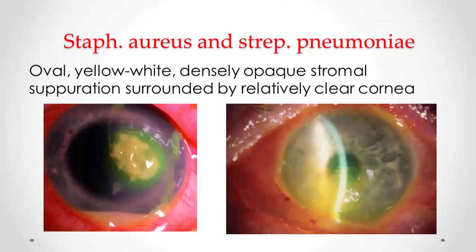The main clinical picture of staph and strep pneumoniae infectious keratitis is that both are characterized by an oval, yellowish-white, densely opaque stromal infiltration surrounded by a relatively clear cornea. Like in this photo, we can see an area of yellowish-white, opaque stromal infiltration surrounded by a clear cornea. We can notice here that there is an anterior chamber reaction in the form of hypopyon in both photos.